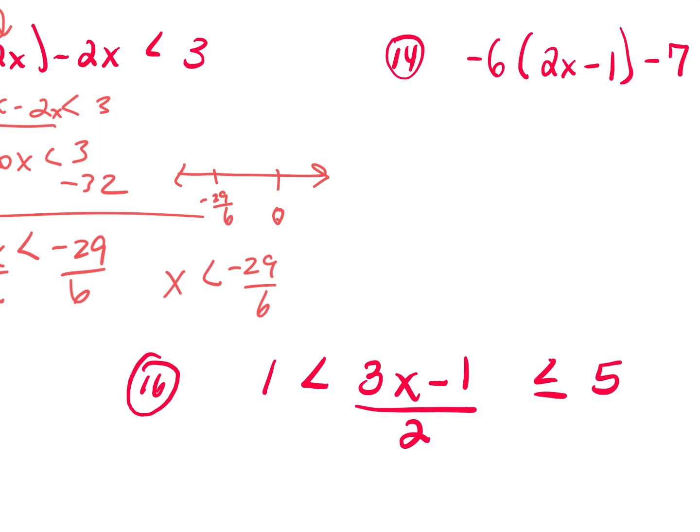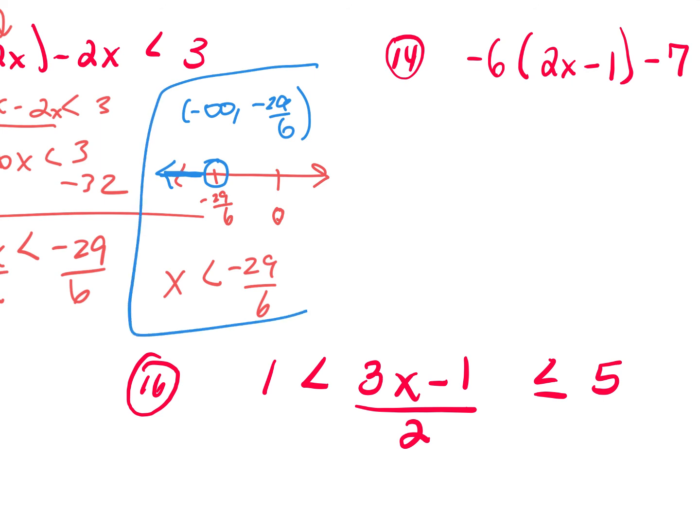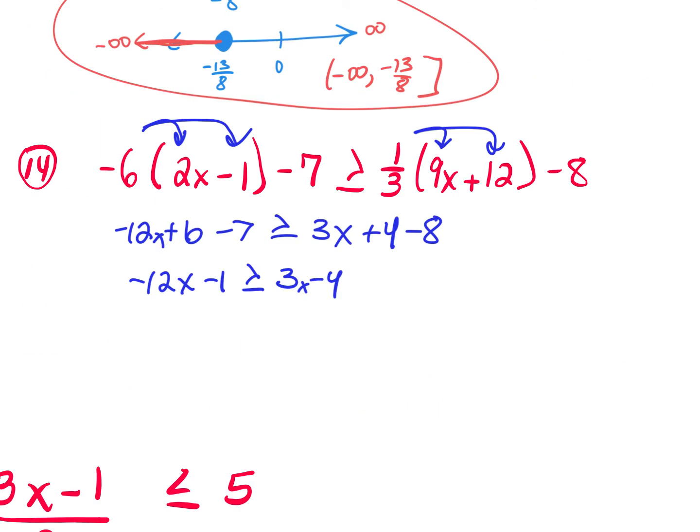And then we have everything open dot, and it's x is less than, so it's everything to the left-hand side here. So it's negative infinity to negative 29 over 6, and it's a parenthesis. It's not included in our value, so there is our answer.